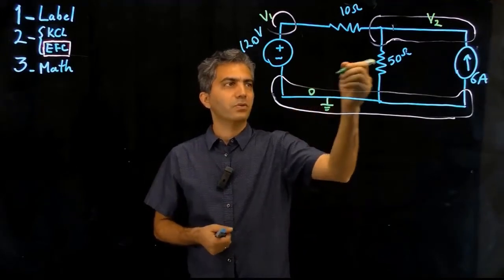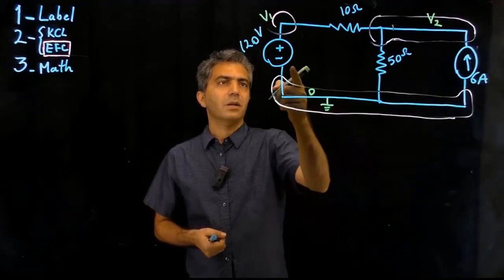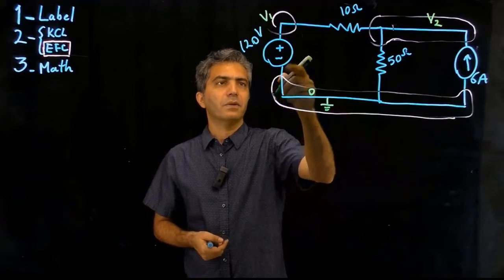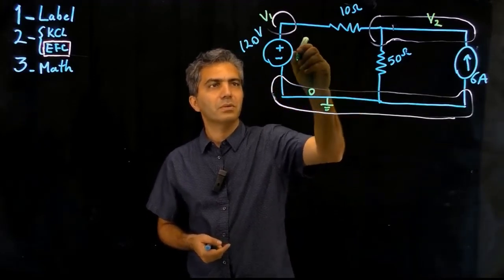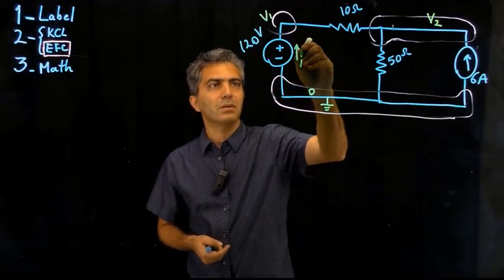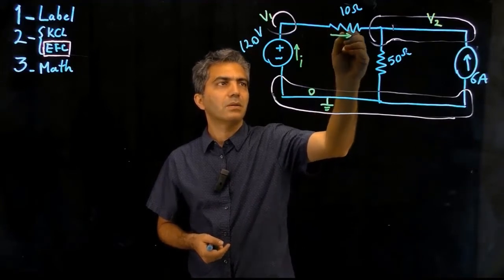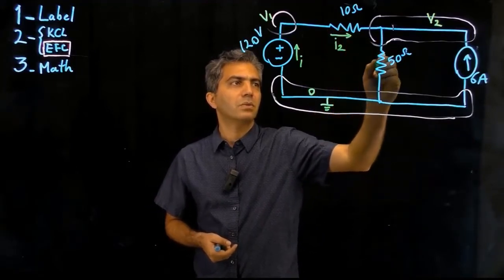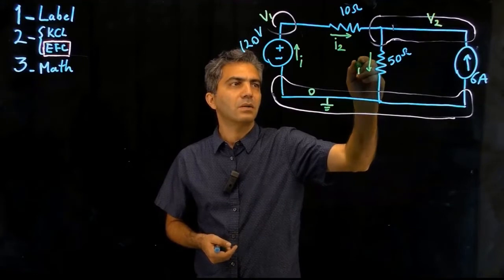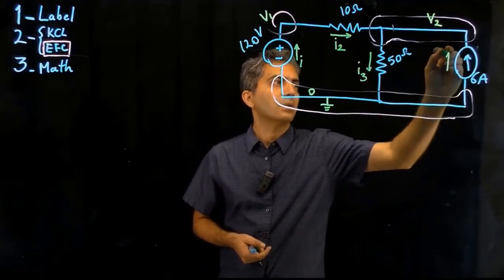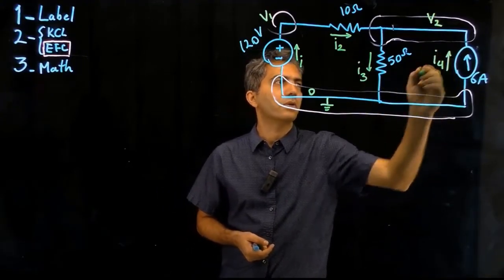Now I'm going to move on to labeling the currents in the circuit. We have currents for each component. So this is I1, that's I2, this is I3, and that would be I4.